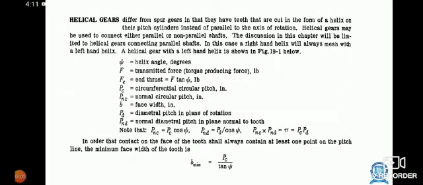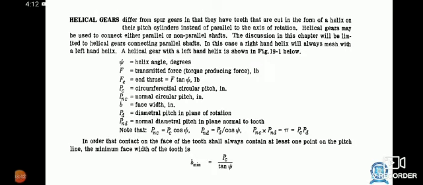Helical gears. Helical gears differ from spur gears in that they have teeth that are cut in the form of a helix on their pitch cylinders instead of parallel to the axis of rotation. Helical gears may be used to connect either parallel or non-parallel shafts. The discussion in this chapter will be limited to helical gears connecting parallel shafts. In this case, a right-hand helix will always mesh with a left-hand helix. A helical gear with a left-hand helix is shown in the following figure.